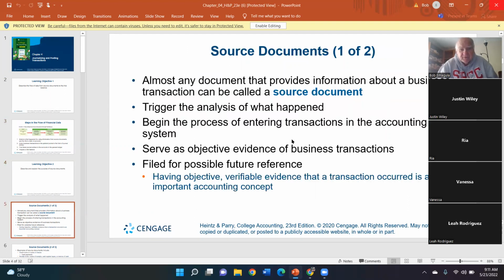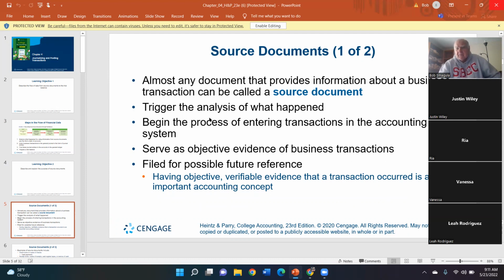Source documents. What's a source document? It's just a piece of paper, right? It's an invoice. It's a sales receipt. It's a cash register tape. It could be the copy of an email or a copy of a text or something like that. You know, they talk about a paperless office. That'll never happen. And there will always be papers to be considered, processed. So almost any document that provides information is a source document.